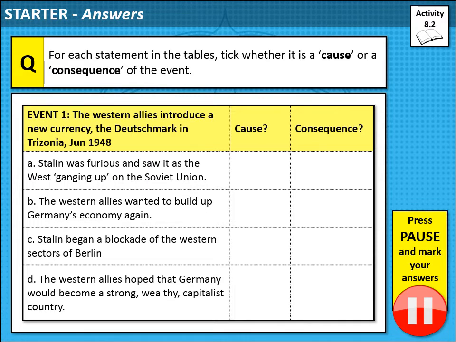Okay, so let's check our answers. You can mark your own, and of course, if you make a mistake, just correct it. So our first event was the Western Allies introducing a new currency, the Deutschmark, in Trizonia. First of all, we've got a consequence of that. Stalin was furious. We've got a reason why the Western Allies introduced the currency. We've got a result. Stalin reacted with a blockade. And we've got another reason why the Western Allies introduced this currency.